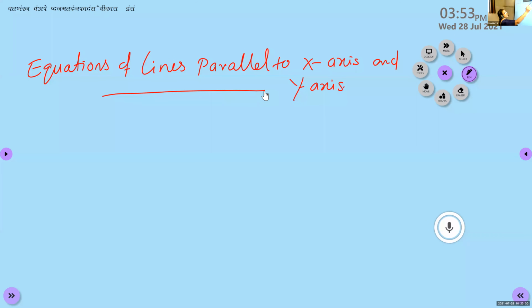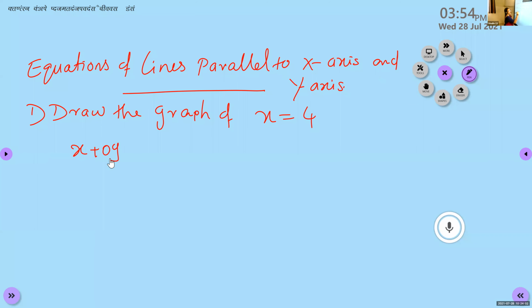All of you listen to the board. Consider the line x equal to 4. We have to draw the graph of x equal to 4. First of all, we will write it in the standard form: x plus 0y equal to 4.